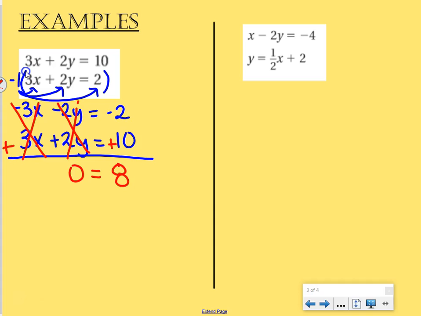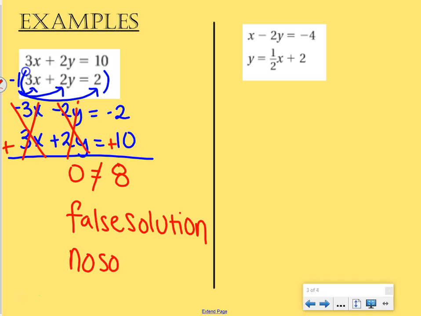Now, is 0 equal to 8? No, it is not. So we call this a false solution, which means that these two lines are parallel and there is going to be no solution to the system. So if we get a false answer like that, then our answer is no solution.